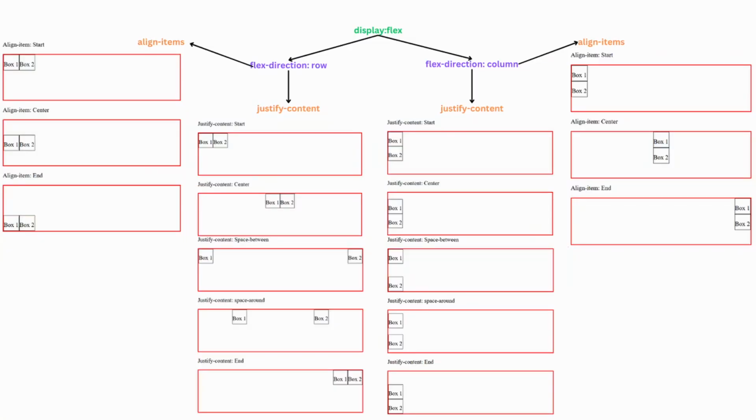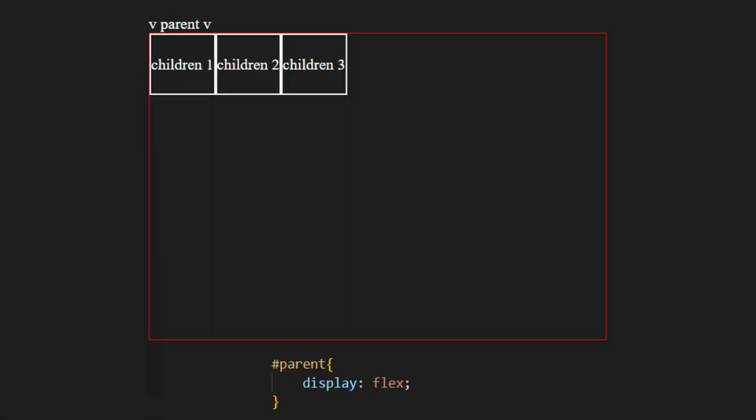I feel that the best way to explain the attributes is using a family tree kind of thing. At the top, we have a parent element. This is where we set the display flex. Once we do that, all of its children, the elements inside it, automatically become flex items. And now, we can control how they are arranged.